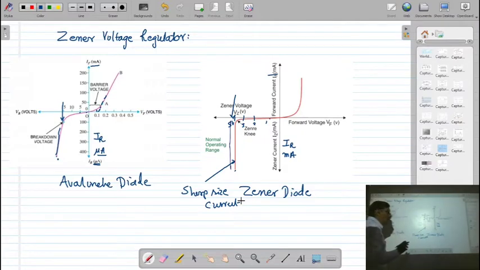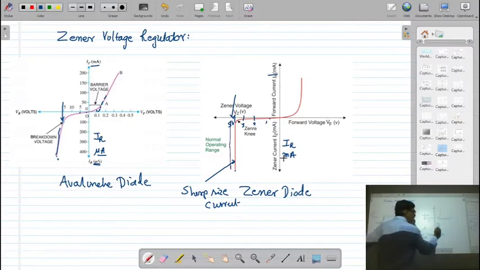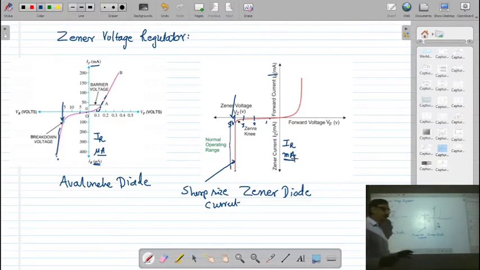But what is the important thing? Here we have a sharp breakdown, as well as whatever the current flowing in reverse bias is in the order of a milliampere. So this is the difference between the avalanche and the Zener diode. In Zener, forward bias current is in milliamperes, reverse bias current is also in milliamperes, and therefore we use the reverse bias characteristic for making a regulator circuit.